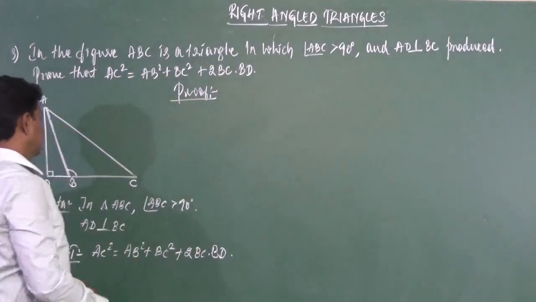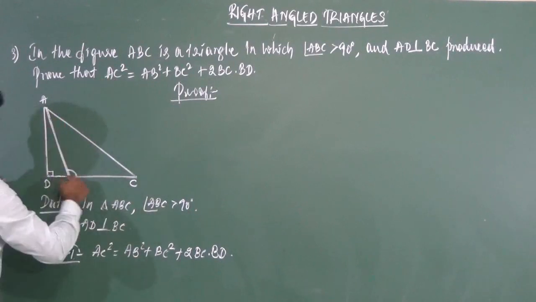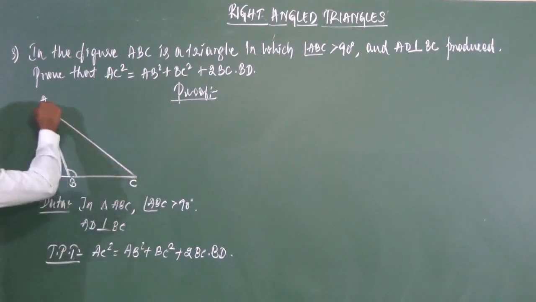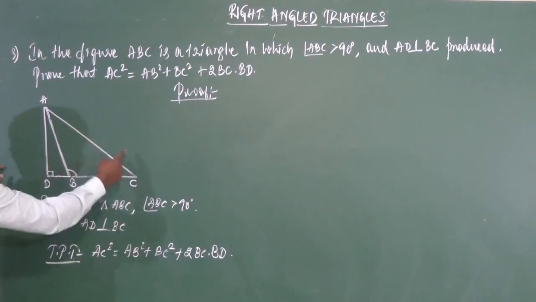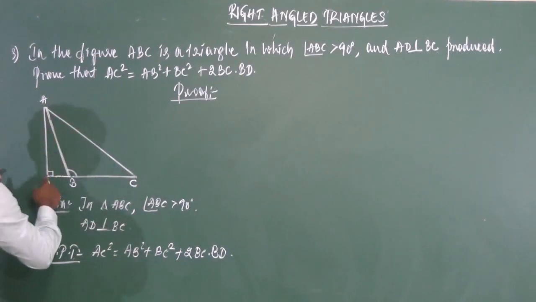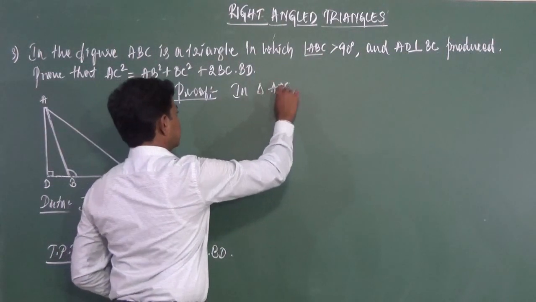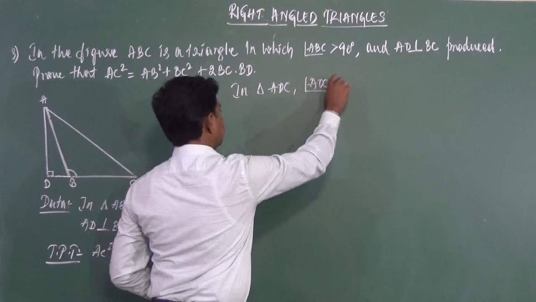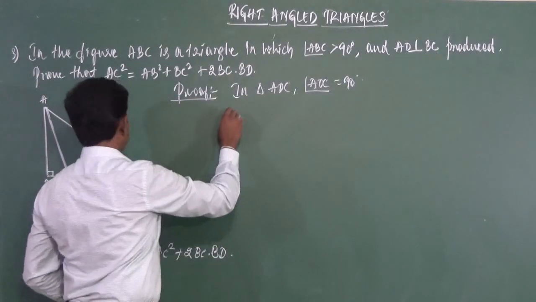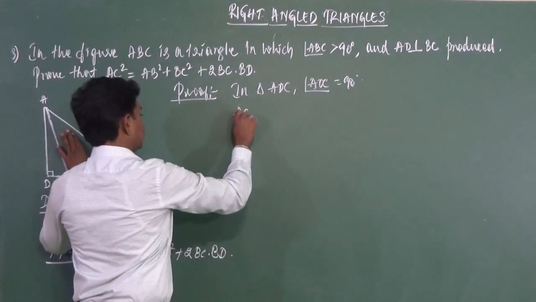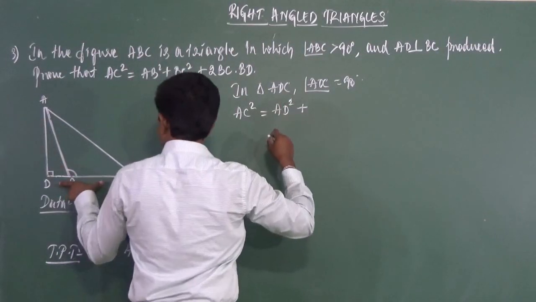It's very simple, right? Now, in order to get AC square in the LHS, you have to select triangle ADC first. So in triangle ADC, angle D is equal to 90 degrees. Opposite to this is AC square. When we apply Pythagoras theorem, AC square is equal to AD square plus DC square. So in triangle ADC, angle ADC is equal to 90 degrees. By applying Pythagoras theorem, AC square is equal to AD square plus DC square.